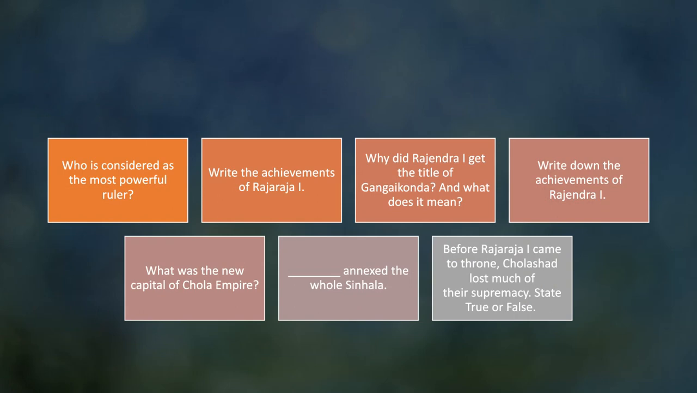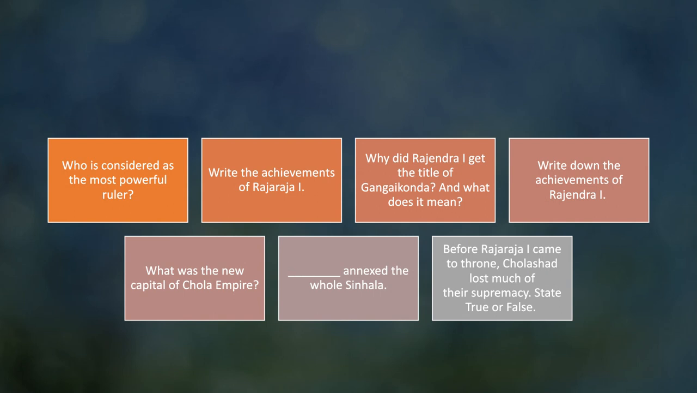Question number one: who is considered the most powerful ruler? Question number two: write the achievements of Rajarajan. You may answer in the comments by pausing the video as well. Why did Rajendra I get the title of Gangai Konda, and what does it mean? Now write down the achievements of Rajendra I. What was the new capital of Chola Empire after Thanjavur?